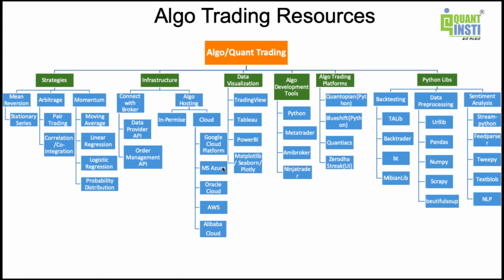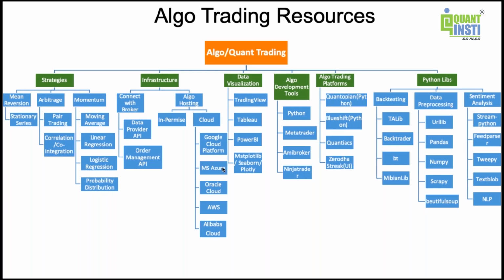The next very important thing is we have to host the algo somewhere. There are two ways of doing that. We can do this in-premise, meaning we need to have all the infrastructure at our own place: hardware, network, software, everything. We need to arrange it at our own premise. Another way is to host it in the cloud. There are various cloud vendors available in the market, like Google, Azure, Oracle, AWS, and Alibaba, which are very popular. So you must be familiar with most of them. These are the two very important things in the infrastructure.